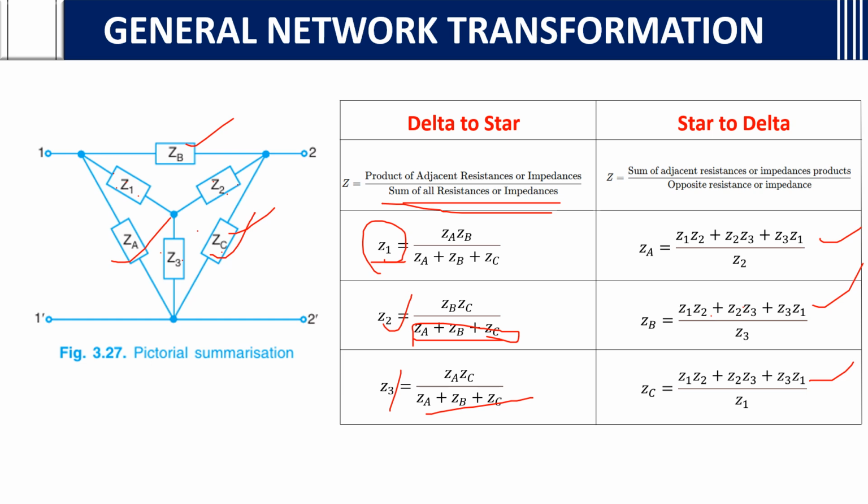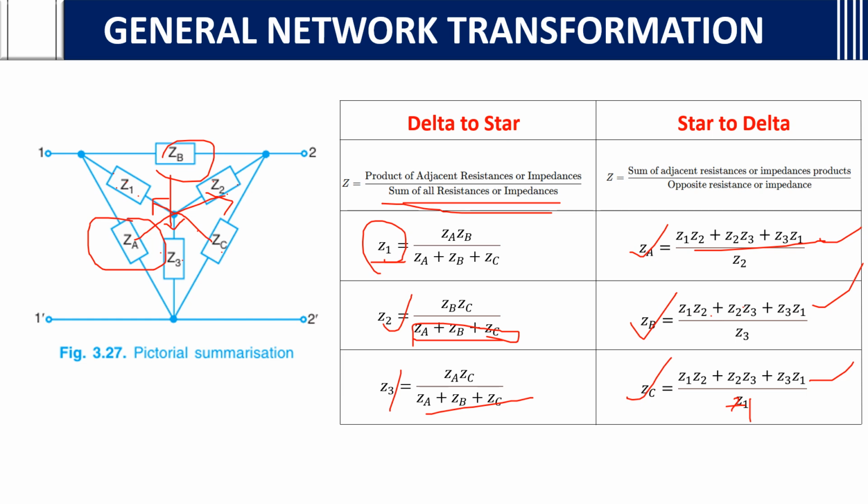It is like star to delta, no? You know the star connection, but you don't know the delta connection. If you want, for example, the delta value ZA, what is opposite to ZA? Z2. So you divide by the opposite resistance, and you will get ZA. Then if you want ZB, the opposite resistance in the star is Z3. If you want ZC, the opposite resistance of ZC is Z1, so you divide by Z1, and you will get ZC. This is the easy way to remember. You need to check the opposite.